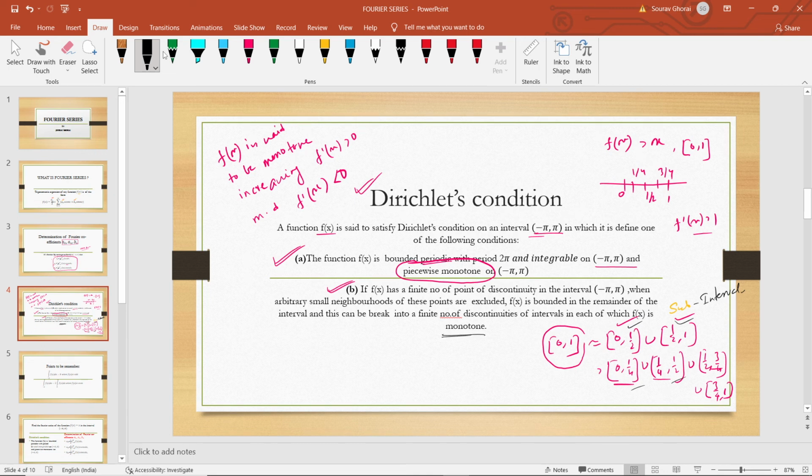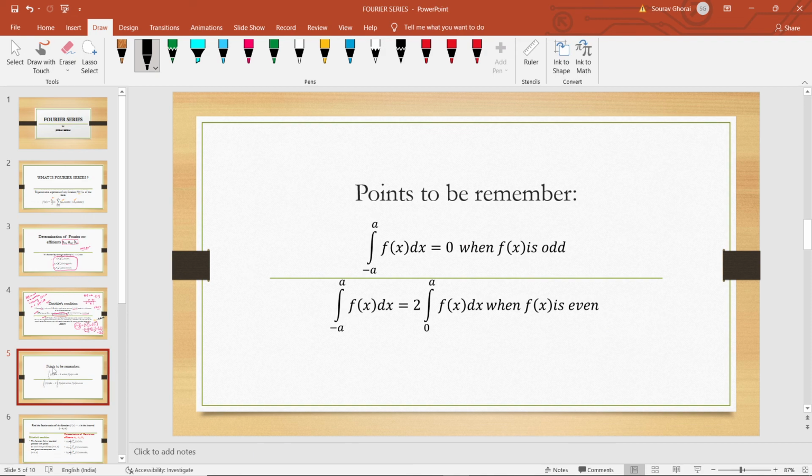Now I am going to solve one problem using the first condition, when the given function satisfies the first condition of the Dirichlet conditions. Before solving it, we have to know one thing. These are the points to be remembered, that is, we have to use these formulas here.